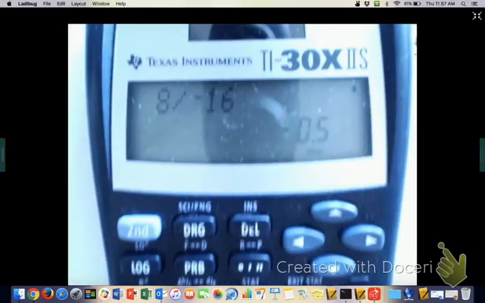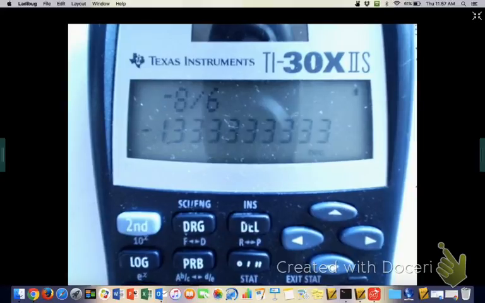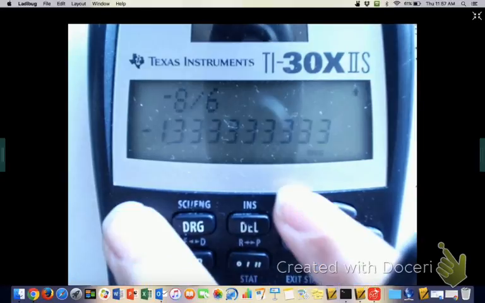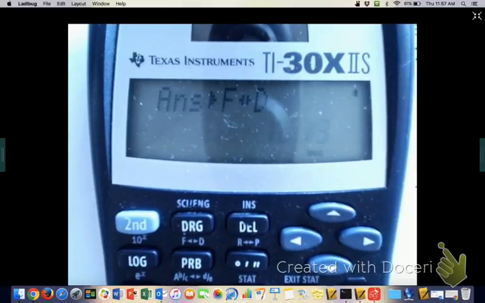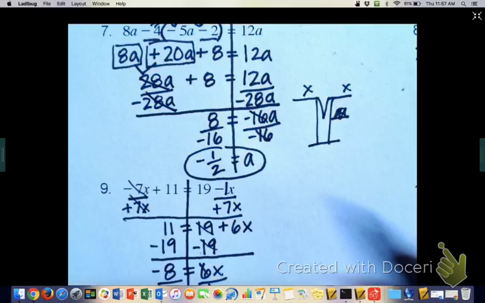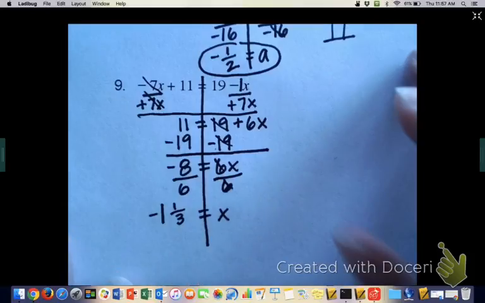So negative 8 divided by 6 is, I'm going to change it to a fraction to decimal. Fraction to decimal. Where is it? There we go. That actually represents negative 1 1/3. So I like to call it that. We're going to call it negative 1 and 1/3.